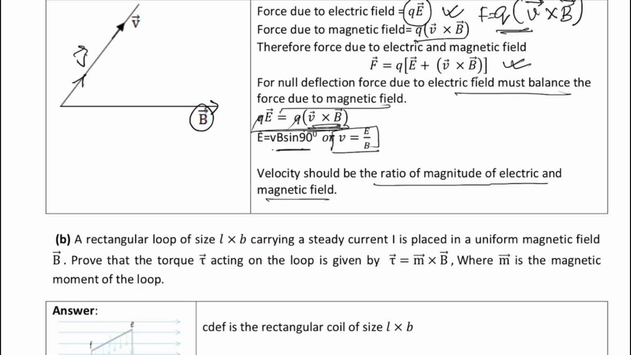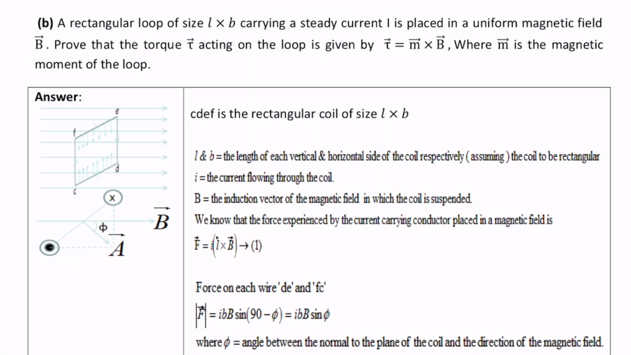Now here it asks: a rectangular loop L into B carrying a steady current I is placed in a uniform magnetic field B. Prove that the torque acting on the loop is given by M cross B, where M is the magnetic moment of the loop. This we have already discussed. This is the principle and theory of the moving coil galvanometer. So how much force is experienced by a rectangular loop in an external magnetic field? This we have already discussed, correct?